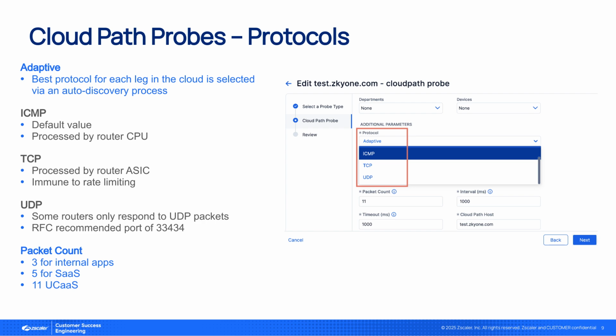The main things to watch out for when configuring cloud path probes are, first, the protocol used. The choice here is between ICMP, TCP, or UDP. If you select the adaptive option, the probe will automatically select the best protocol for each leg of the path via an auto-discovery process, based on the protocol with the best latency and least packet loss. It's generally recommended to go with adaptive here, unless you know a destination will only respond to a specific protocol. Secondly, the packet count, which is the number of probe packets sent per hop. The recommended values here are 3 for internal applications, 5 for SaaS applications, and 11 for UCaaS applications.